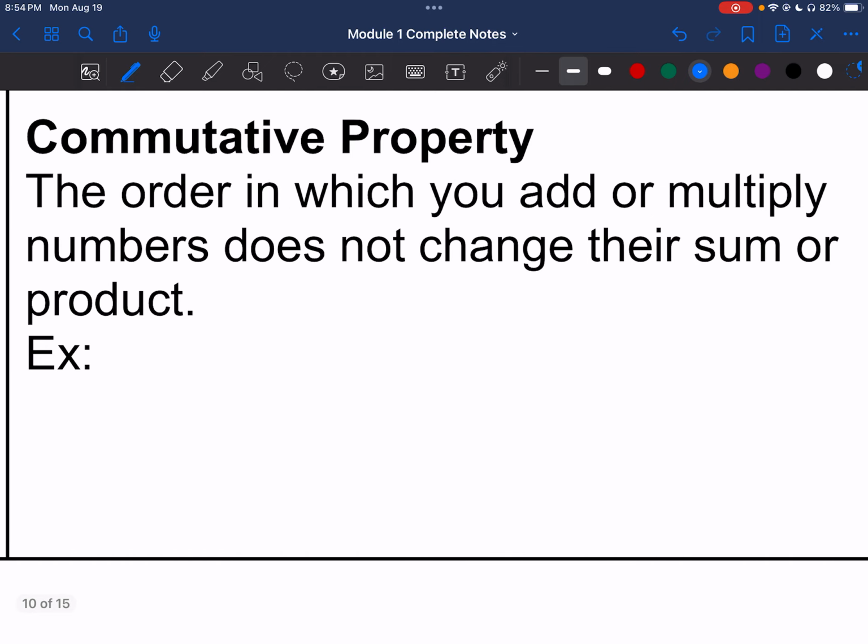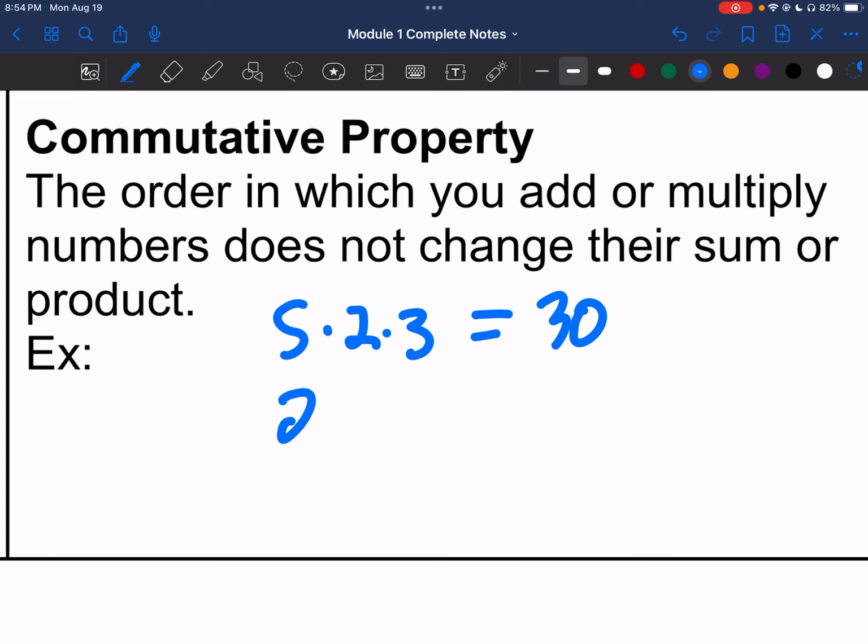Okay, now we have the commutative property. The order in which you add or multiply numbers does not change their sum or product. So if we do 5 times 2 times 3, 5 times 2 is 10, times 3 is 30. If we do 2 times 5 times 3, we're still going to get 30.